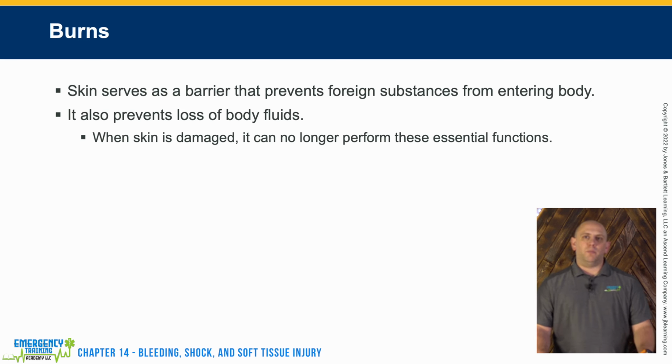Next, we will talk about burns. Our skin is our protective barrier that keeps us safe from all foreign substances entering the body. And if our skin becomes damaged due to a burn or some other injury, it loses the ability to protect us from disease. It also loses the ability to regulate our temperature. And these are some of the things that become very prevalent in our burns.